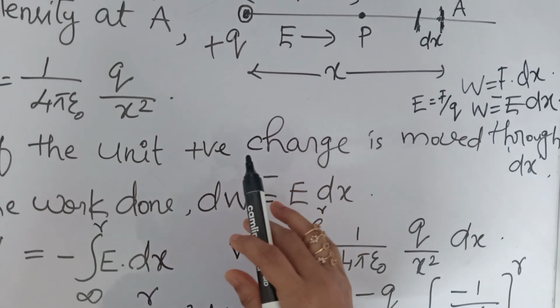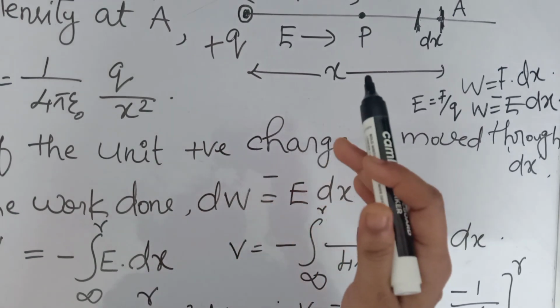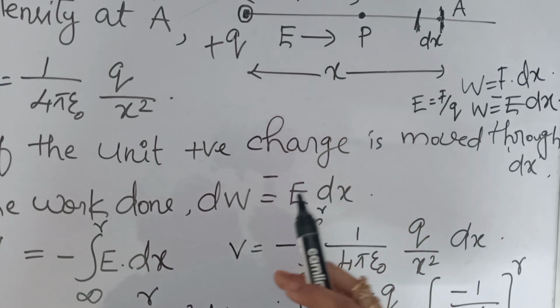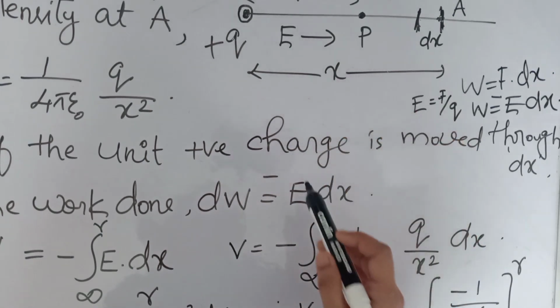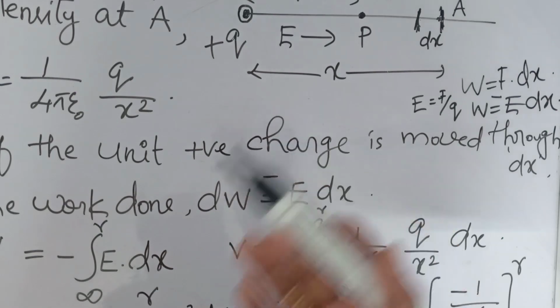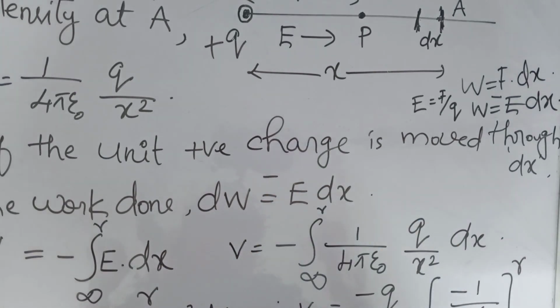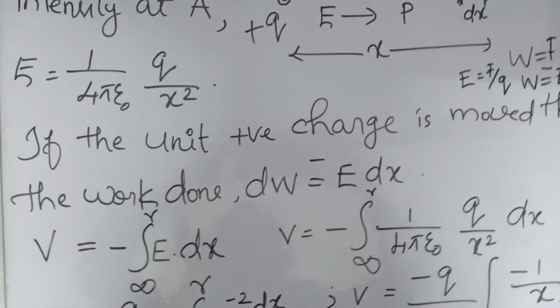How we can find the total work? Then we can integrate. So integral infinity to R we have to do. Then we will get the total work done. That will be stored as the electric potential. Right. Is it clear, the concept? Okay, so now we can move to the derivation of that.